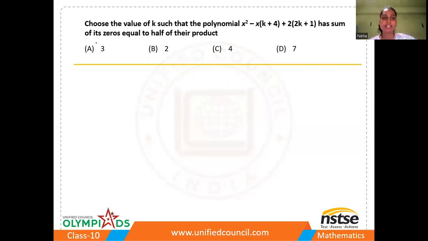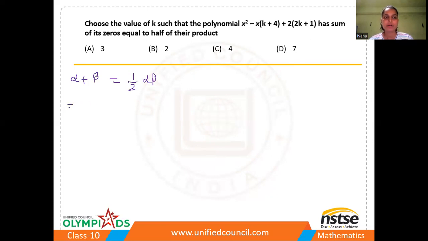Here the next question says: choose the value of k such that the polynomial x square minus (k plus 4)x plus 2 into (2k plus 1) has the sum of its zeros equal to half of their product. So first of all, the relation given in the question is that the sum of its zeros, let's suppose alpha and beta are the zeros of the given polynomial, is equal to half of the product, that means half of alpha into beta.